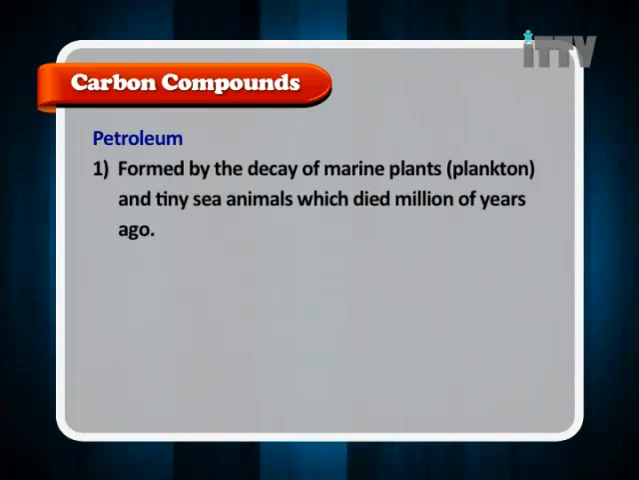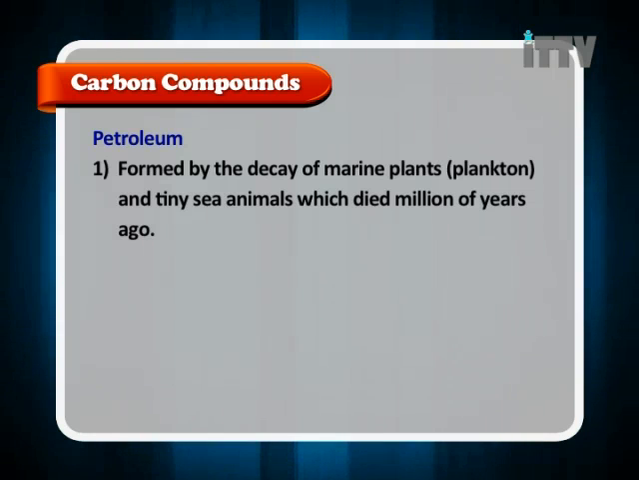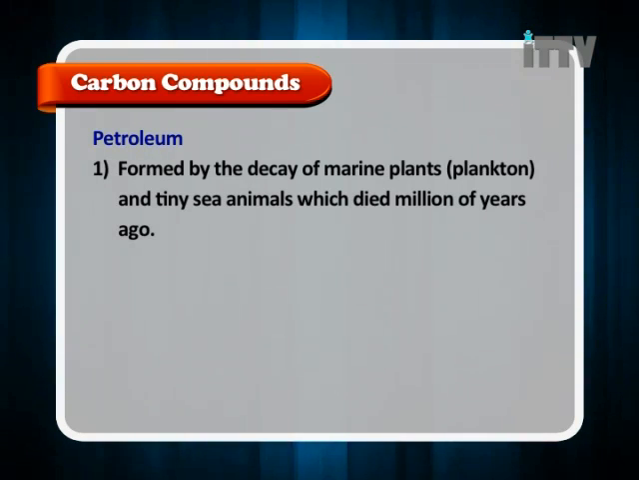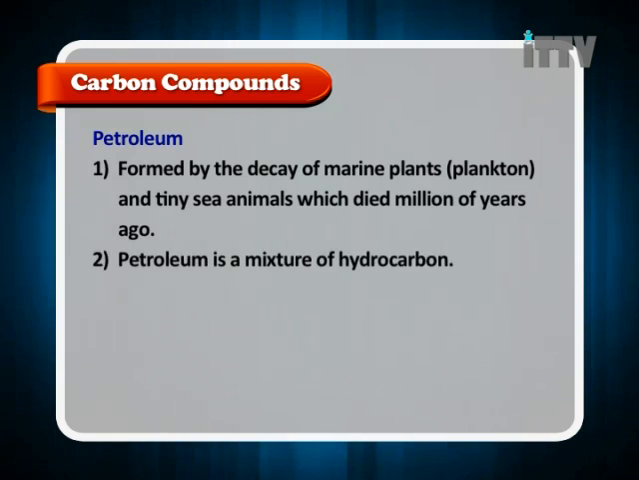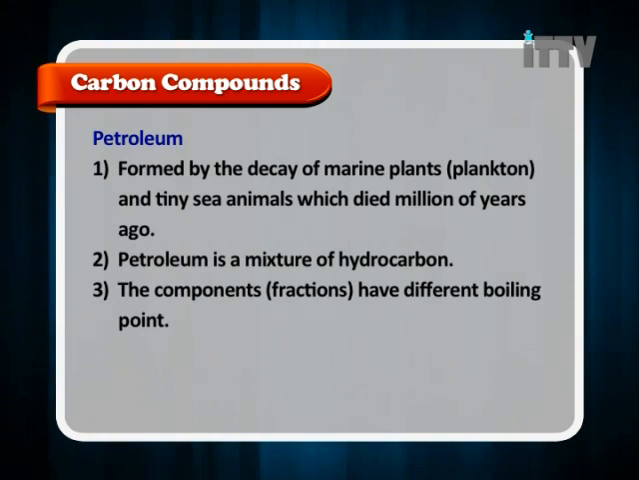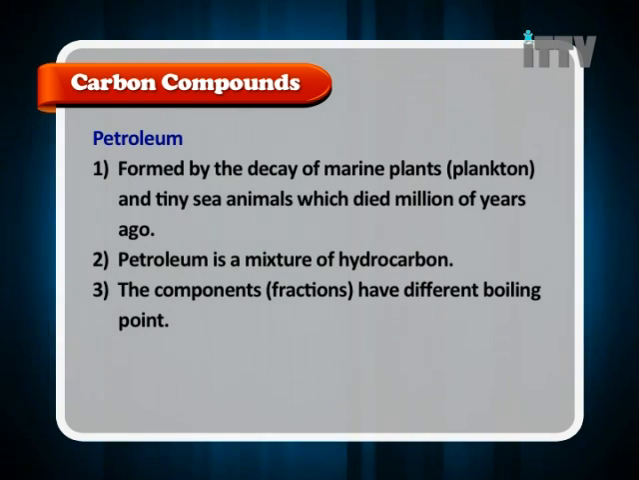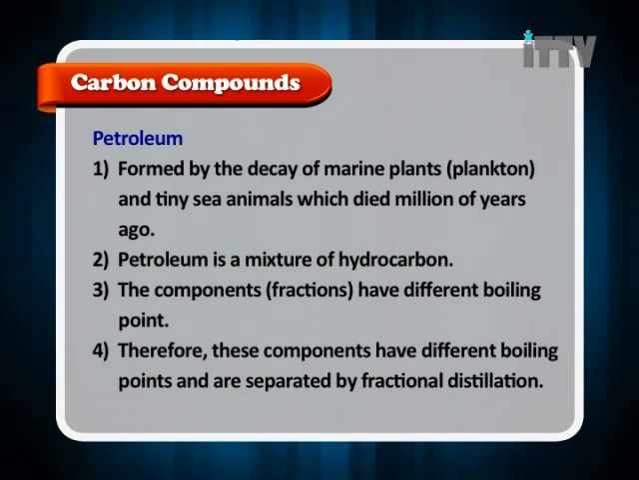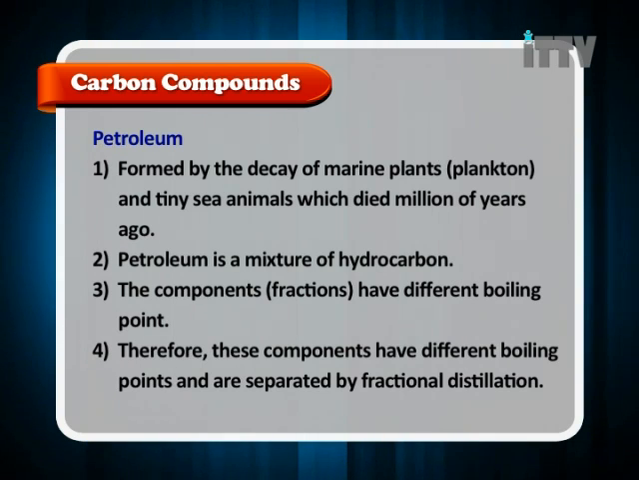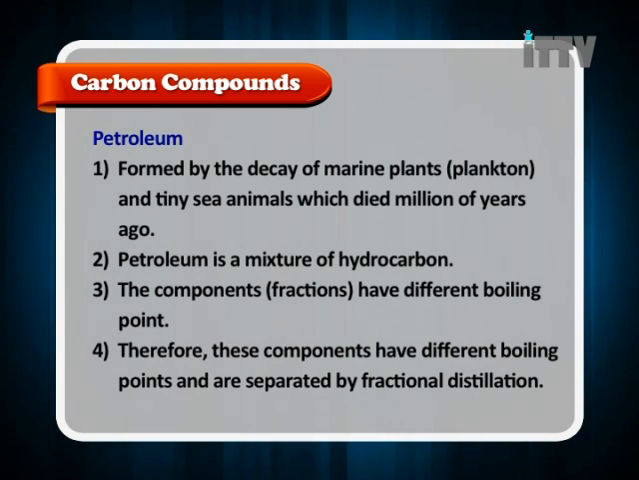Petroleum, formed by the decay of marine plants, plankton, and tiny sea animals which died millions of years ago. Petroleum is a mixture of hydrocarbons. The components, fractions, have different boiling points. Therefore, these components have different boiling points and are separated by fractional distillation.